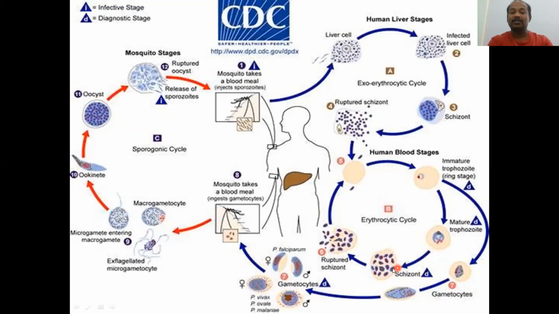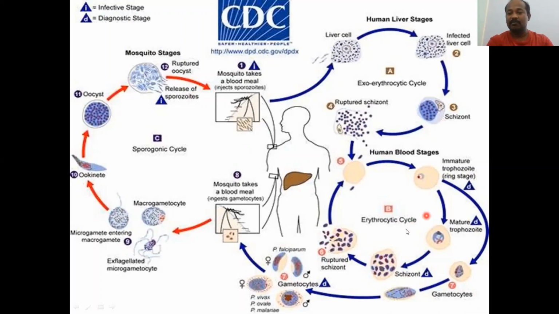Then it is converted into schizonts. Then these schizonts get ruptured, so it is converted into the different malarial parasites: falciparum, vivax, ovale, and malariae gametocytes. So again it enters into the sporogenic cycle. There is oocyst formation at the end of the sporogenic cycle. Then the mosquito releases them, again infecting the human by biting. So this is the cycle of malarial parasites.